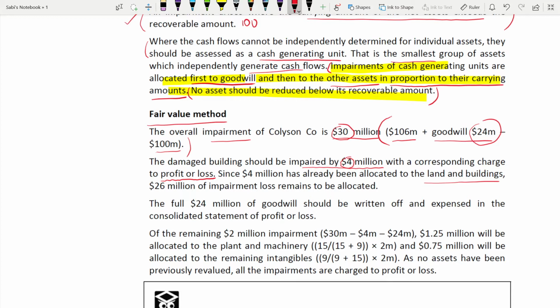So the 4 million has been allocated to land and buildings. So out of 30, 4 million has been allocated, and the remaining 26 million of impairment loss remains to be allocated. You see, this you have to write. Very important. It's the second paragraph.